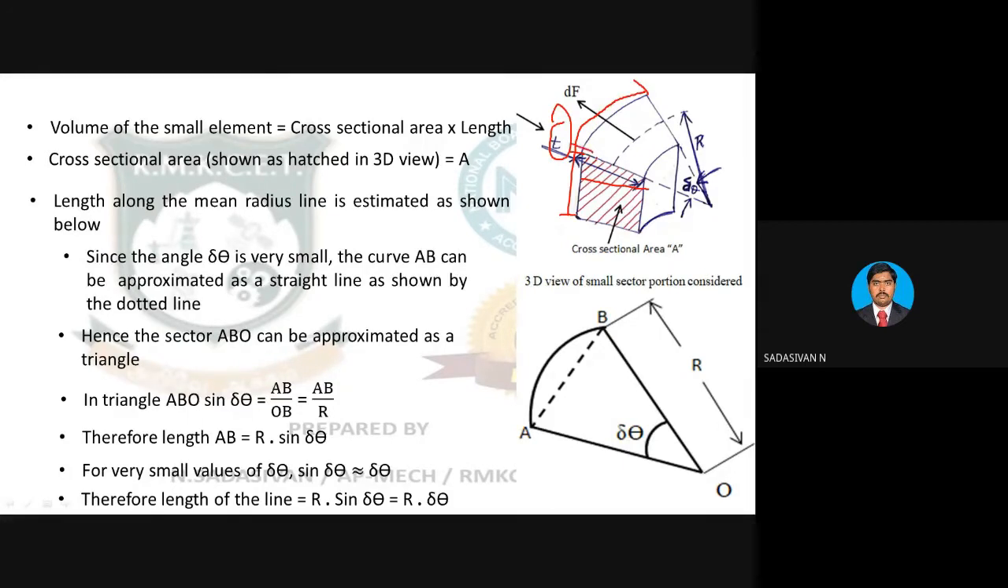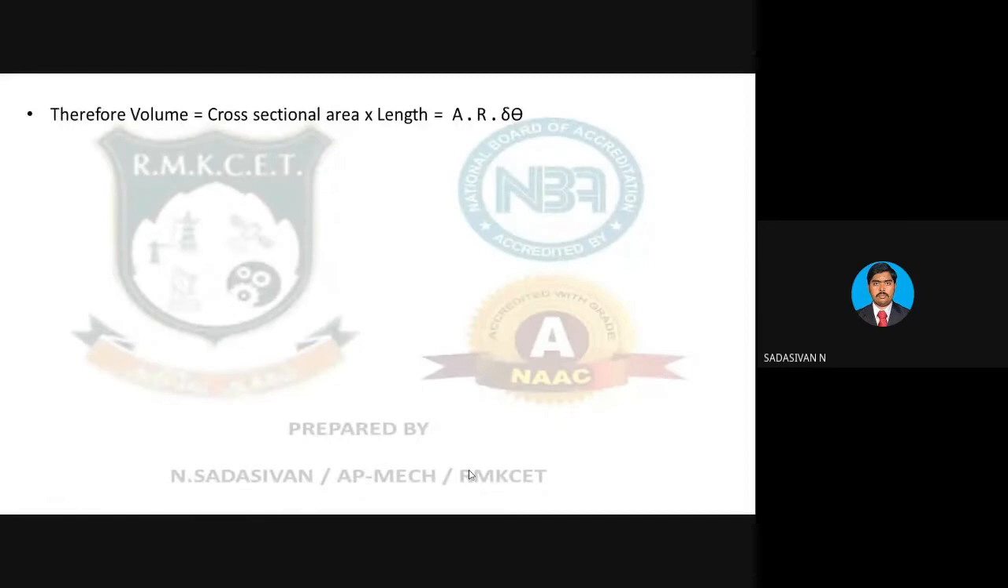So if you multiply all these things, thickness into breadth will give you the cross section area, multiplied by a length, you will get an approximated cuboid volume. Correct? Length into breadth into height, where length is T, breadth is B, and this height is r d theta. So the volume equals cross section area into length, A into r into d theta. A is again breadth into thickness.